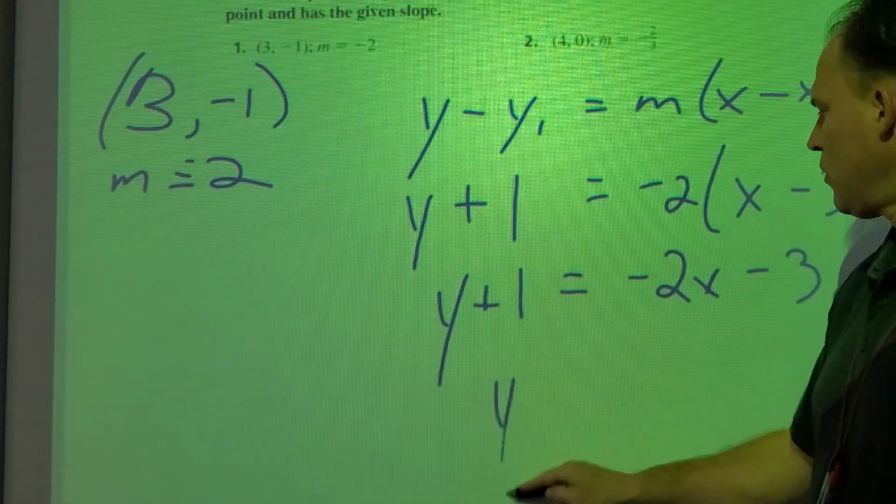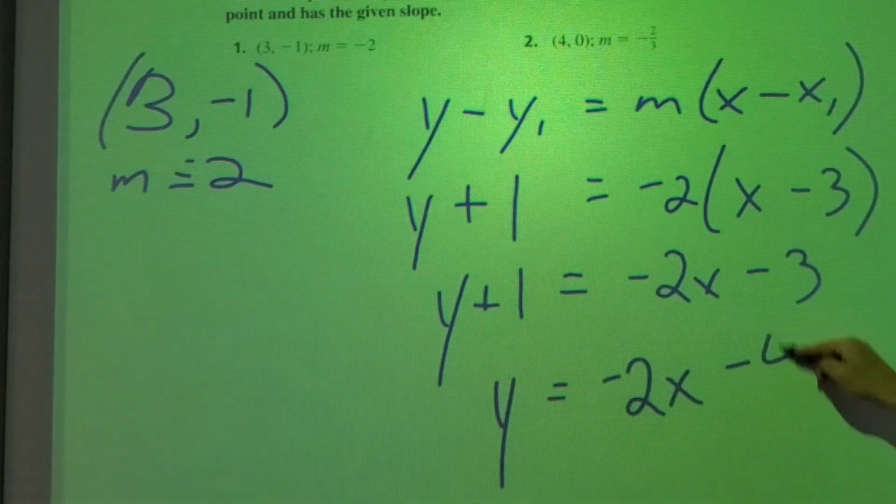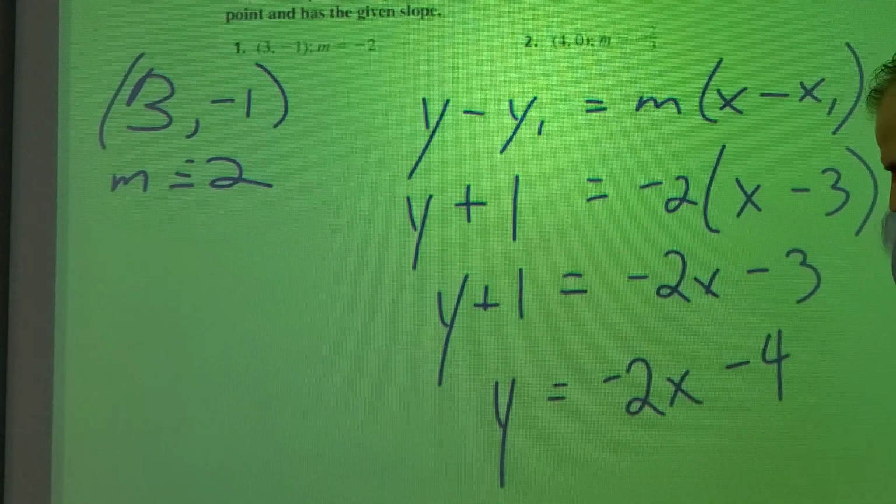Then get y by itself. Subtract 1 to do that. Done. That's the basic idea right there.